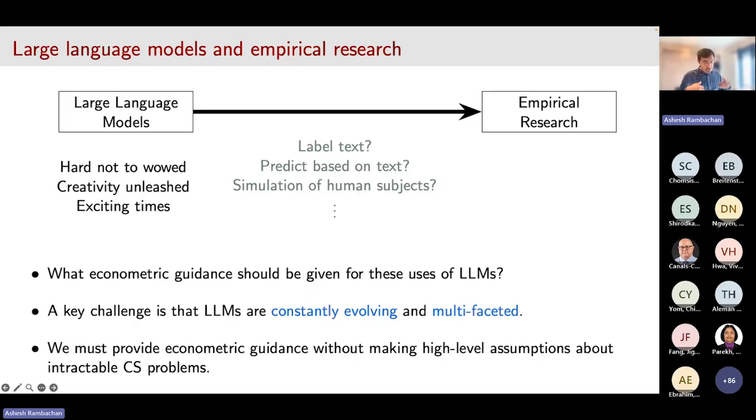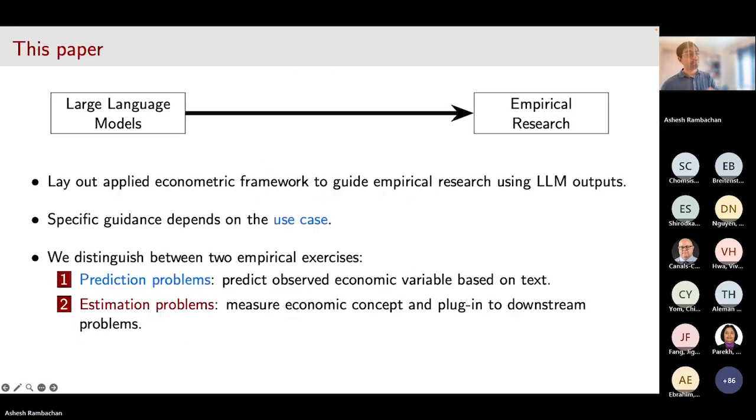As a result, when we're trying to provide guidance for applied researchers, we need to do so in a way that's not making intractable or high-level assumptions about really complicated computer science problems. In other words, it's important for us to engage with the field of modern AI with a degree of humility in the sorts of assumptions we write down about the outputs of these algorithms. So what I hope to do over the course of this next hour is lay out what I think is a pretty well-formulated applied econometric framework that can guide the usage of large language model outputs to answer questions that we're interested in.